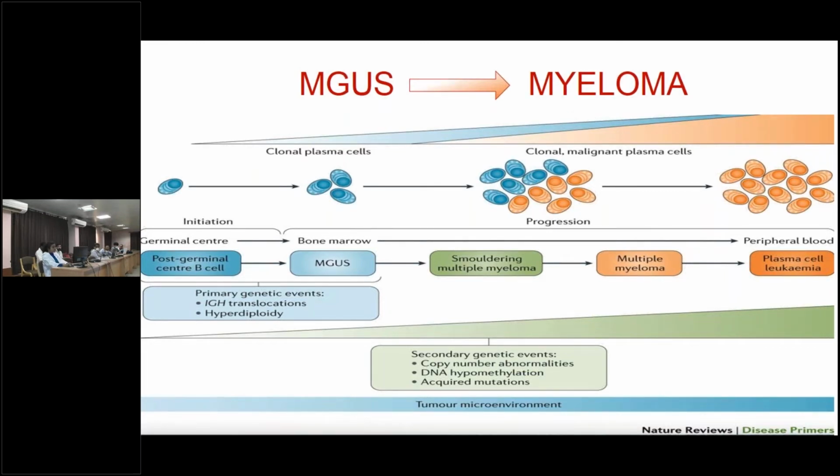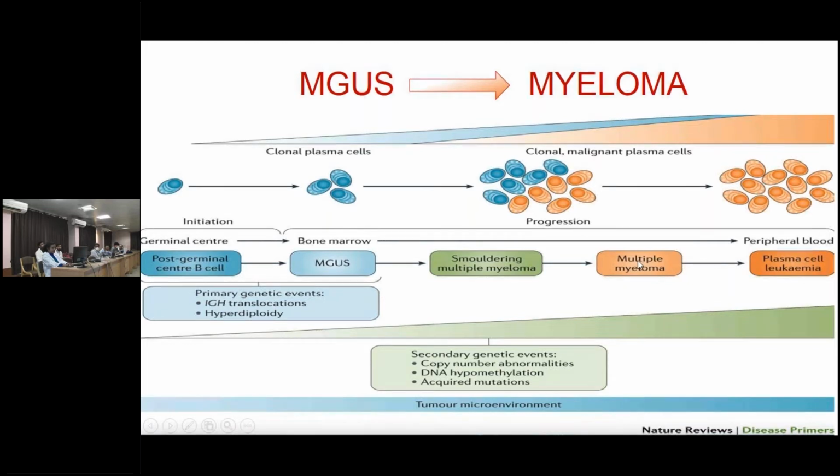They undergo primary genetic events in the form of IgH translocations and hyperdiploidy. And as time goes, the secondary hit happens in these MGUS clonal plasma cells, which have not yet become malignant, in the form of KRAS, c-MYC mutations, and DNA hypomethylation. So what is smoldering multiple myeloma? It's just smoldering. It's becoming smoke, as the non-malignant plasma cells become the malignant plasma cells of myeloma.